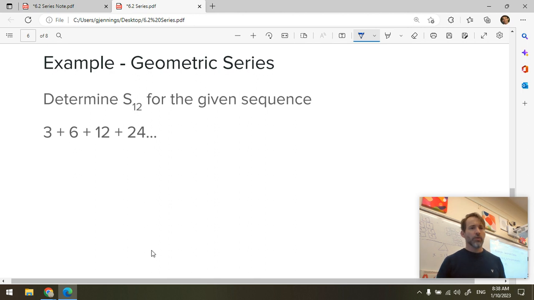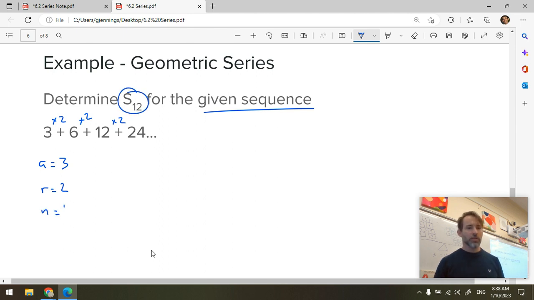So if I want to add together this series, I first have to add together the sequence and add the series together. I have to recognize that it's geometric, that I'm multiplying by 2 each time. I multiply by 2, I multiply by 2, I multiply by 2 to get each next term. So my A, my first term, is 3. My R, my common ratio, is 2. And the number of terms, I've been asked to add 12 terms together.